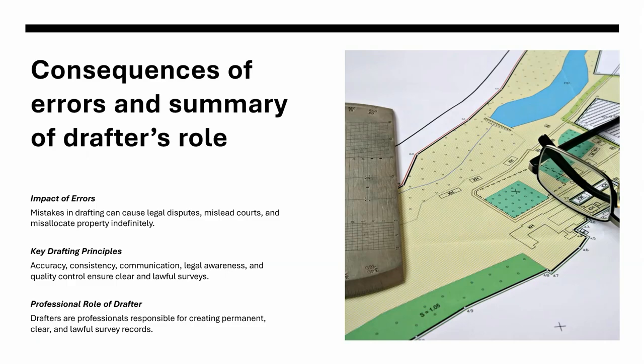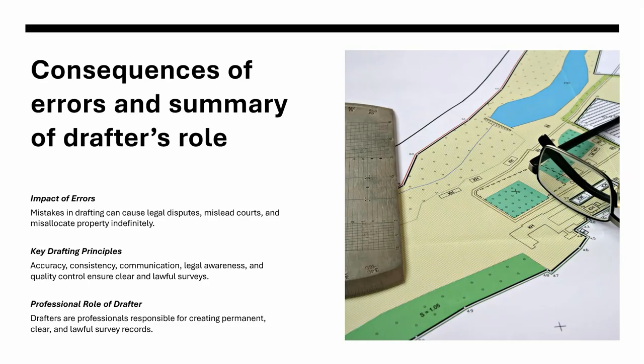And I remind you of the stakes. If a mistake enters the record, it may live there indefinitely. A misdrawn line can create disputes, mislead courts, or misallocate property. Surveying is about certainty, and drafting is the visible face of that certainty.